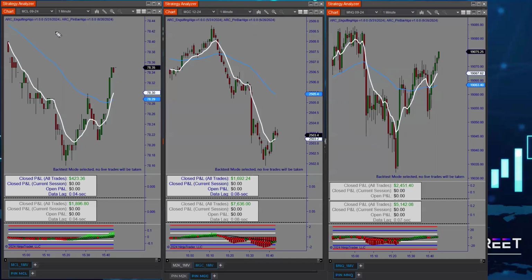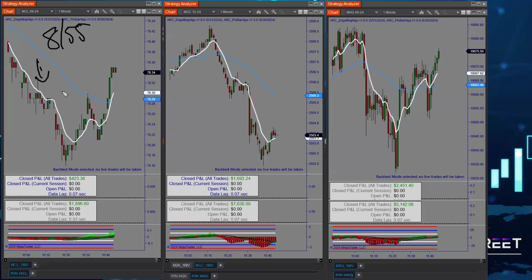So again, the 8 and 55 are your filters as an EMA. If the 8 is down, you are going to be going short engulfing and long pin bar.